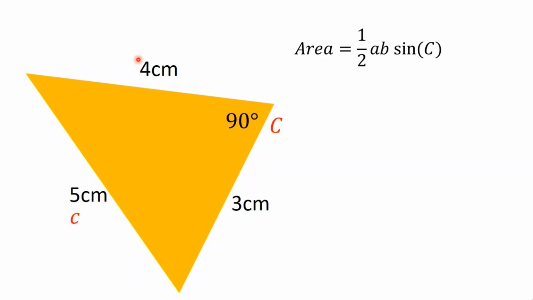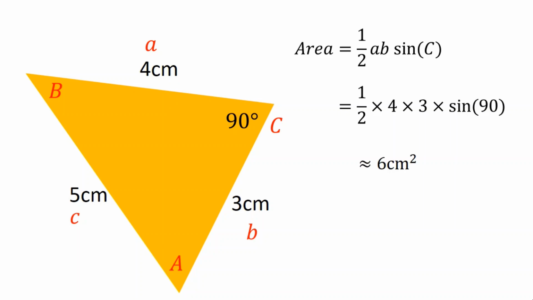It doesn't matter which way around these two are, as long as they're A and B. So I'm just going to call them A and B. And then make sure the angles opposite are correct. So capital A has got to be opposite to little a, and capital B has got to be opposite to little b. Plug in the numbers. So A is 4, B is 3, and C is 90. So we've got half times 4 times 3 times sine 90, which if I plug into my calculator gives me 6 centimeters squared.